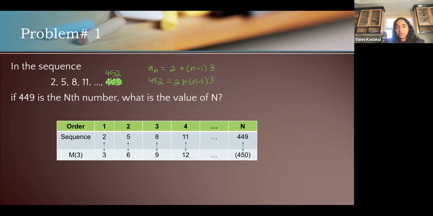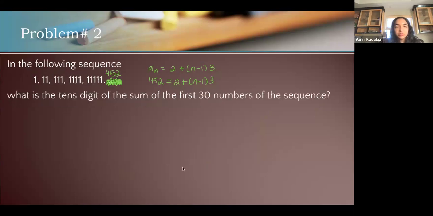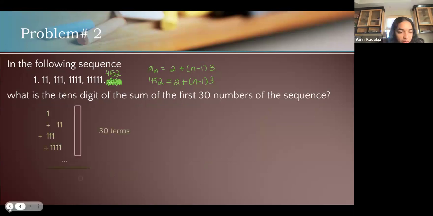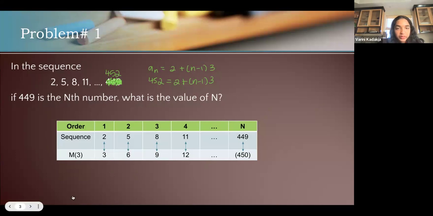Why don't you guys try solving for n? Madam, should we say it or should we chat it down? Yeah, you can type it into the chat.